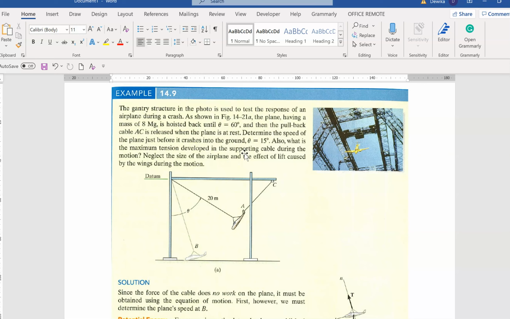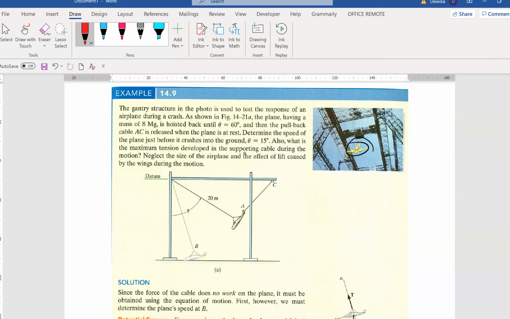The gantry structure in the photo is used to test the response of an airplane during a crash. The airplane has a mass of 8 Mg. What is 8 Mg? 8 megagrams.